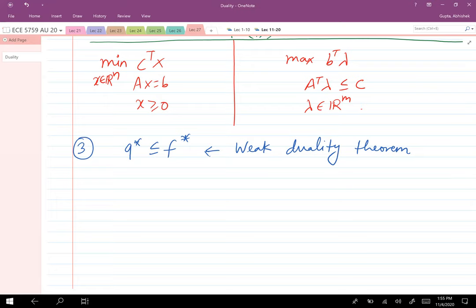In fact, of course, I don't expect you to be familiar with infinite dimensional optimization, but it turns out that this also holds in infinite dimensional situations. So those of you who may be doing research in infinite dimensional optimization, it would be cool to know that the weak duality theorem holds even in the most general situations.